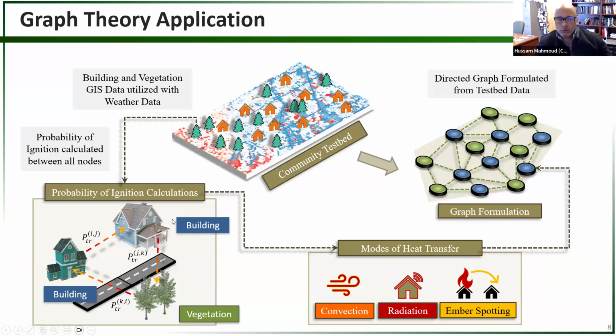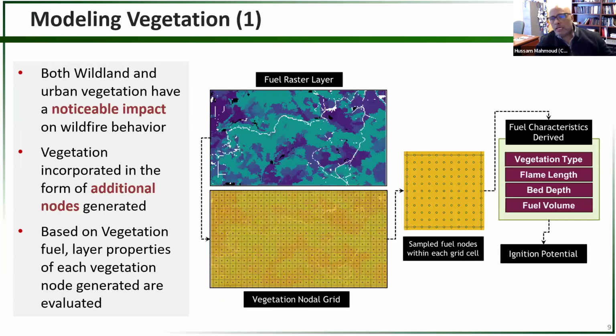Without providing too much detail because of the time constraint, I'll just mention that, of course, we take into consideration the properties of the buildings, roof properties, siding and so on. And we also take into consideration the fuel in terms of vegetation. So we have what we call wildland vegetation and urban vegetation. Both have to be considered and incorporated. And for the wildland vegetation, we're entertaining different ways now, but I'll tell you how we've done it so far.